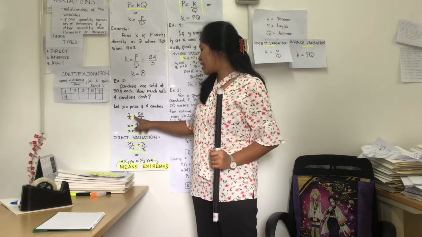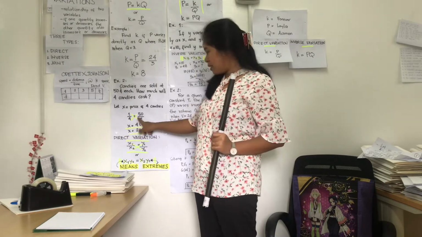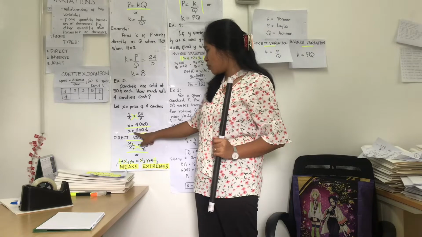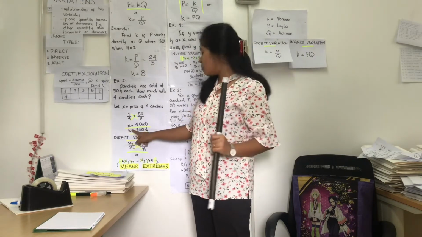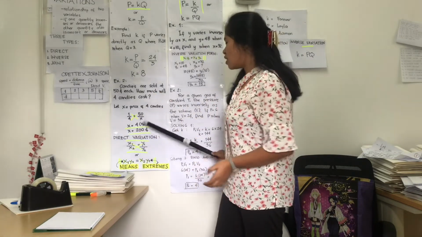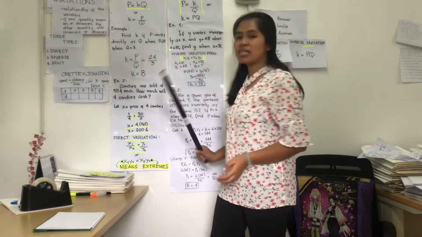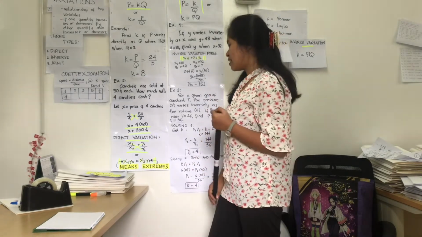We multiply X by 1. This is X. We multiply 4 by 50, right? So in this way, we can find the missing variable X, which is 4 times 50, it is 200 centavos. And 200 centavos is the price of 4 candies.